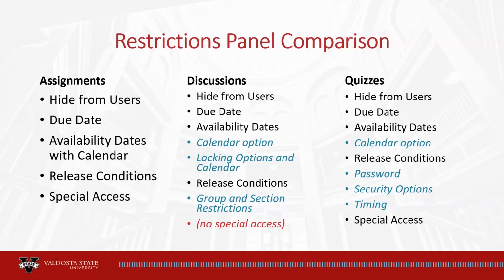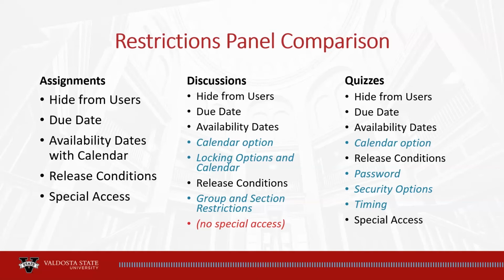So next, let's compare the restrictions panel in the 3 assessment tools. All 3 tools have options for hiding visibility, setting due dates, setting availability dates, and release conditions. For availability dates, assignments are automatically added to the calendar if you have set a due date and/or an end date. But for discussions and quizzes, you have an option whether to add this to the calendar or not. This option is so that discussions that are ongoing or pop quizzes that you don't want students to know about can be set up to not display in the calendar.